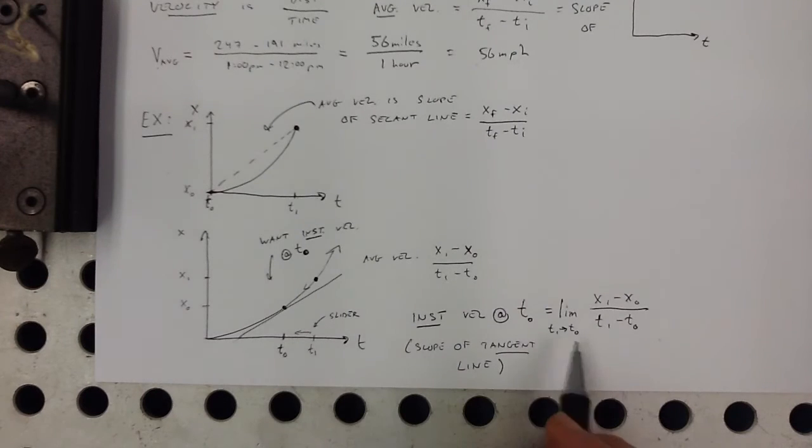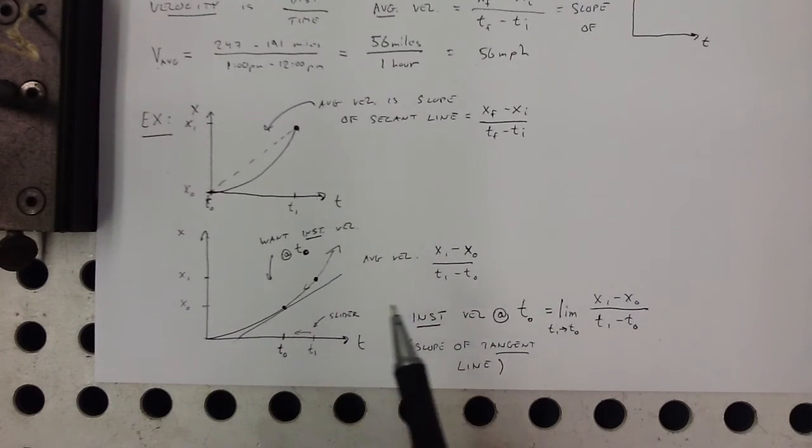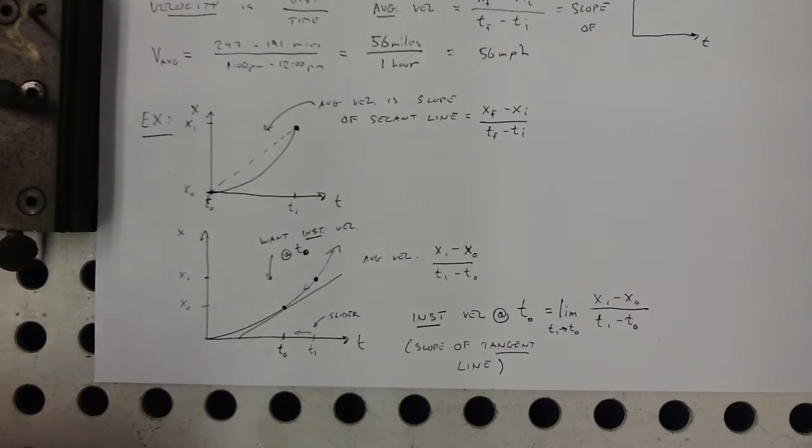How do you find it? We can find it using limits. And we define that instantaneous velocity. It's the slope of the tangent line. How do you find the slope of the tangent line? You set up a secant line and you let this point slide closer and closer, like so.